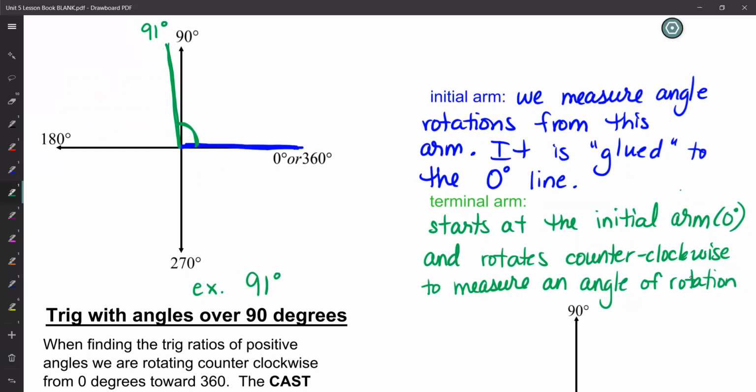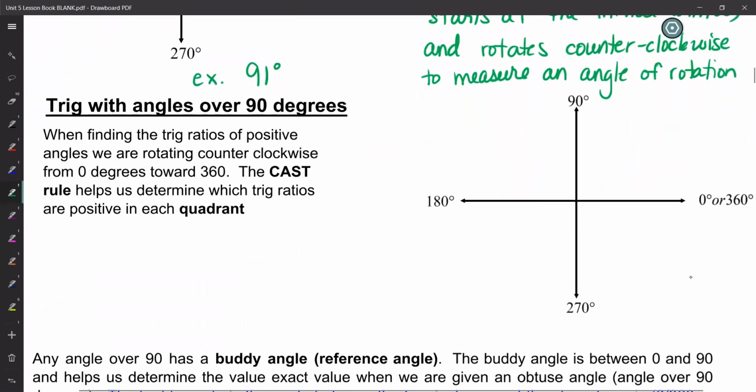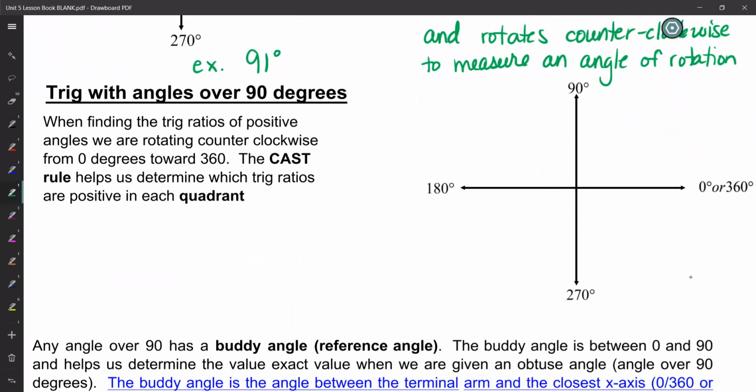Okay, so those are the first 2 things that we need to know, terminal arm and initial arm. Terminal arm, think of as a rotating arm. Initial arm is glued to the 0 degree line. It will always be there. That's where we measure angles from. Okay, so trig with angles over 90 degrees. When we find trig ratios, so sine, cos, and tan, of positive angles, so I'm talking 0 and forward, we are rotating, like I said, counterclockwise from 0 degrees toward 360. And there's this rule, it's called the CAST rule, and it helps us determine which of our ratios will be positive or negative in each quadrant.